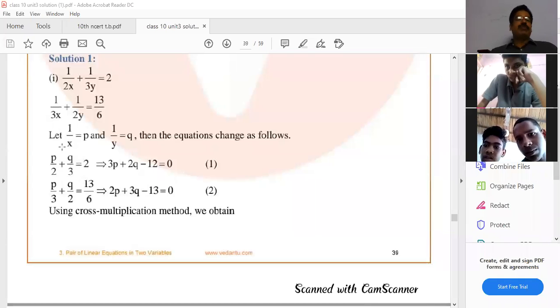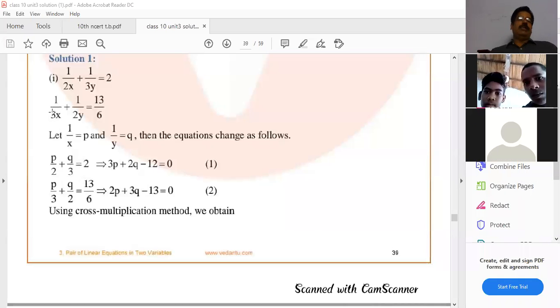And then next, 1 by 3x means 1 by 3 into 1 by x, so 1 by x is p, giving p by 3. 1 by 2y, where 1 by y is q, gives q by 2, equal to 13 by 6. LCM is 6. 6 in 3 is 2 times, so 2p. 6 in 2 is 3 times, so 3q. 2p plus 3q is equal to 13. The denominator 6 cancels on both sides. Hence 2p plus 3q minus 13 equal to 0.